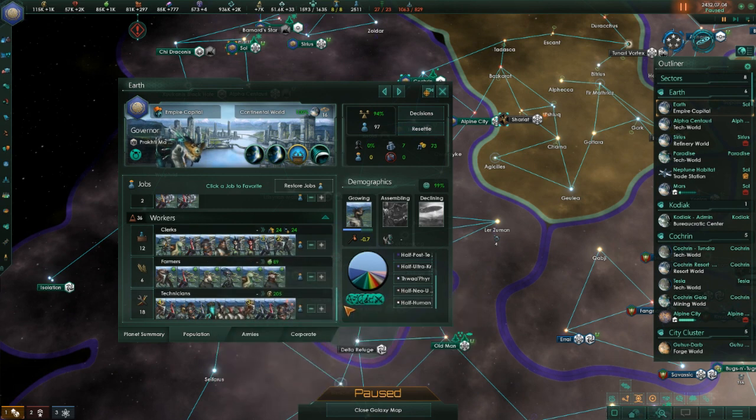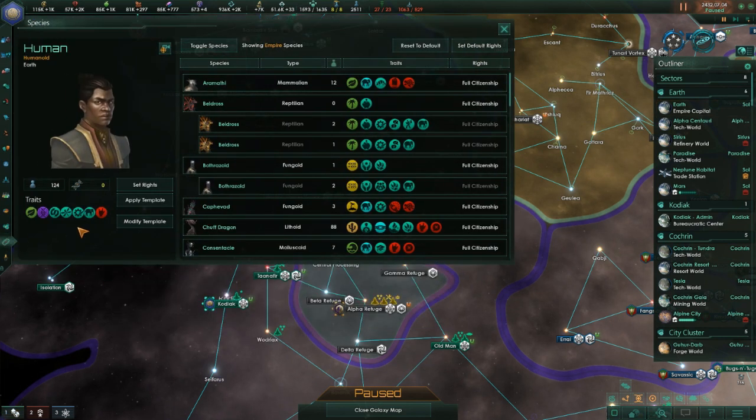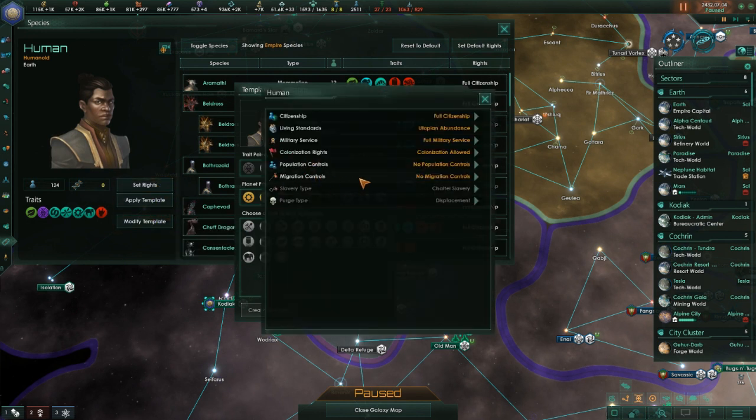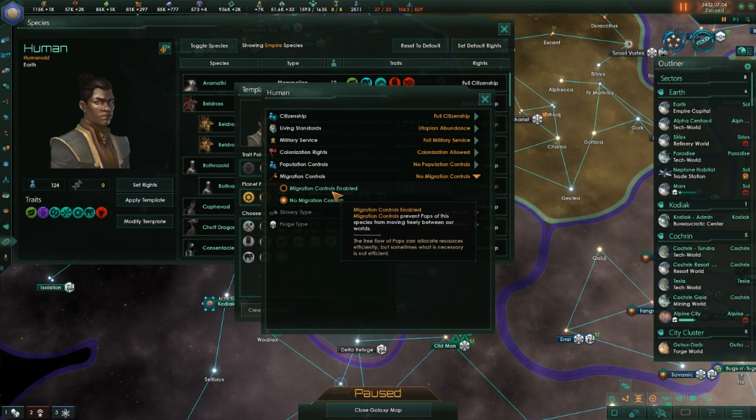So if you wanted to make it so that this was all humans, you would have to activate your migration controls to prevent populations from moving at will.